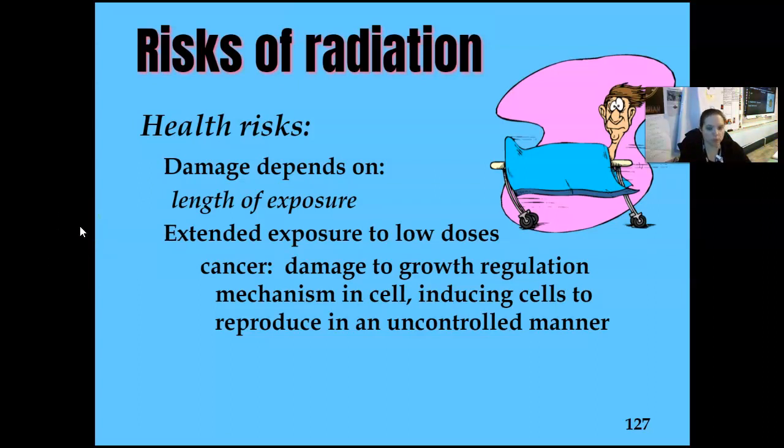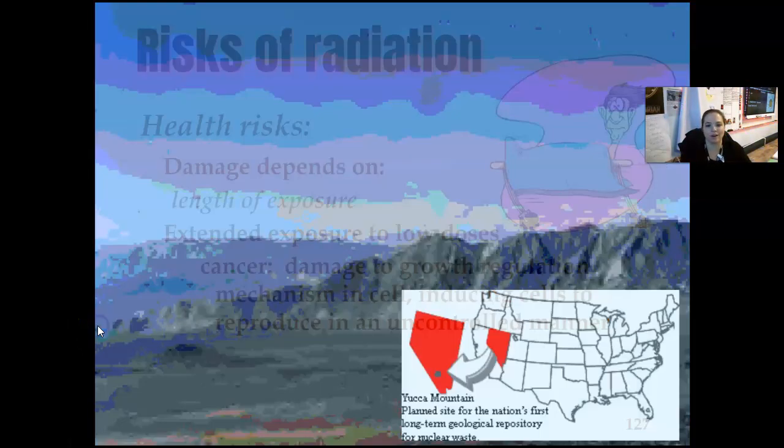Extended exposure to low doses damages the growth regulation mechanisms in the cell, inducing cells to reproduce in an uncontrolled manner. That's what cancer does. So extended exposure to low doses can cause cancer. And yes, we use radiation to get rid of cancer. Kind of an ironic thing.